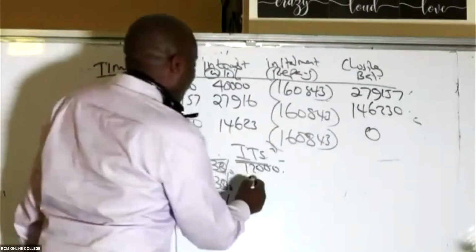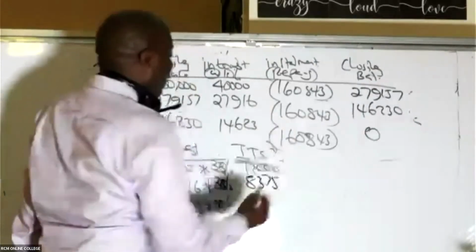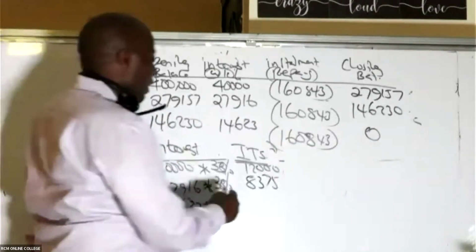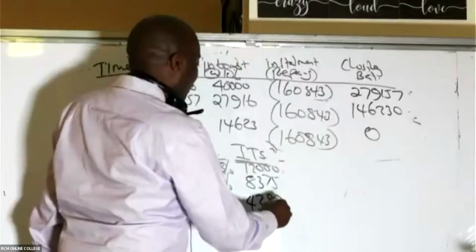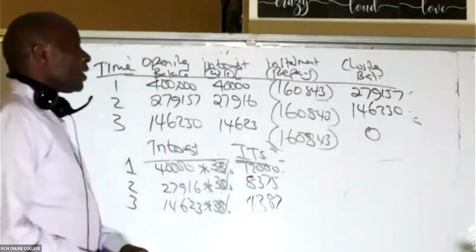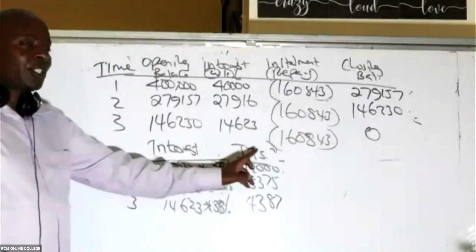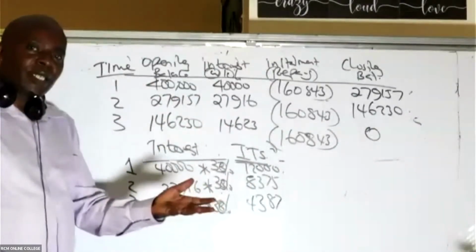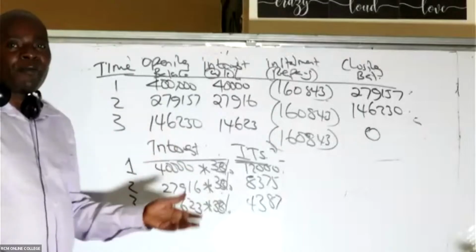8375. And then we got the last one. The last one, what do we have? 4387. So please write this in full. It is interest tax shield or interest tax benefit. Even a shield is to confuse students. It is interest tax benefit.